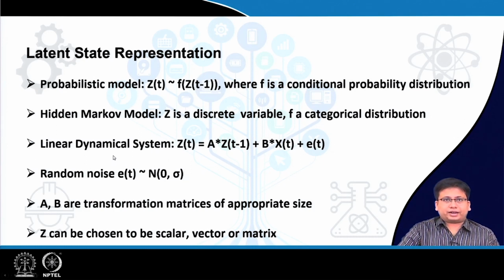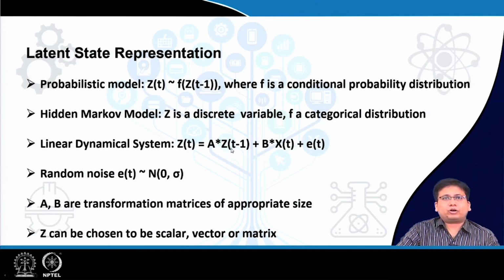And now there is another kind of model called the linear dynamical system. Here, z is no longer bound to be discrete, but rather z_t is expressed as A times z_{t-1} plus B times x_t, where x_t is the current input and z_{t-1} is the past system state, and e_t is something like a random noise, and A and B are transformation matrices of the appropriate size.